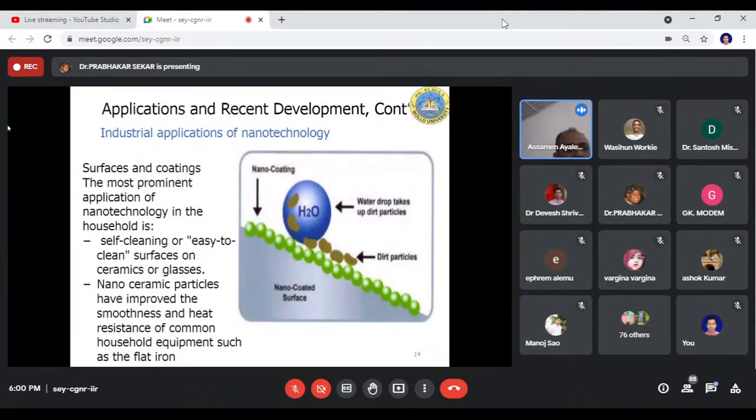So the other application of nanotechnology is the industrial application, the application of nanotechnology in industries. That means surfaces and coatings are another very important technology at this time. The most prominent application of nanotechnology in the household is the self-cleaning or easy-to-clean surface on ceramic or glass surfaces. So nano ceramic particles have improved the smoothness and heat resistance of common household equipment such as the flat iron, as you can see from this figure. So coating is another wide application of nanotechnology for different purposes. Next, sir.